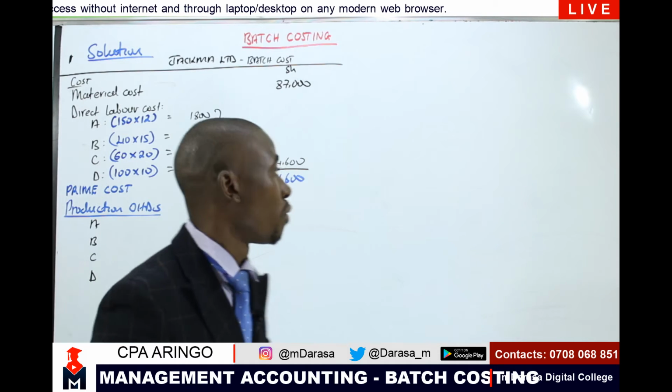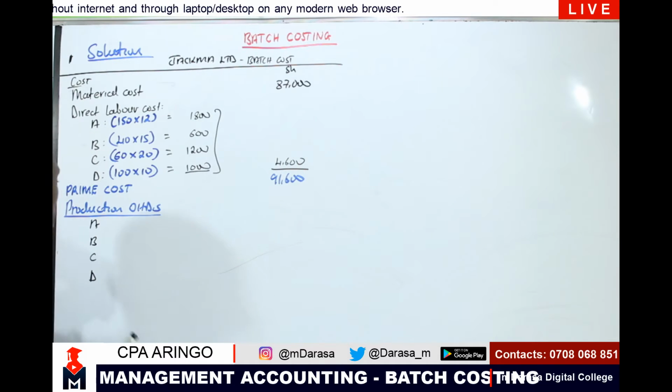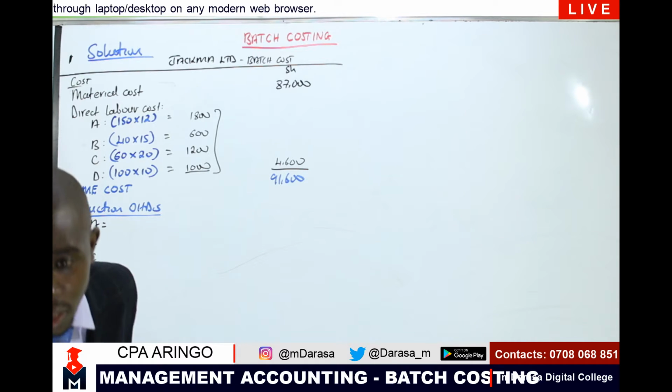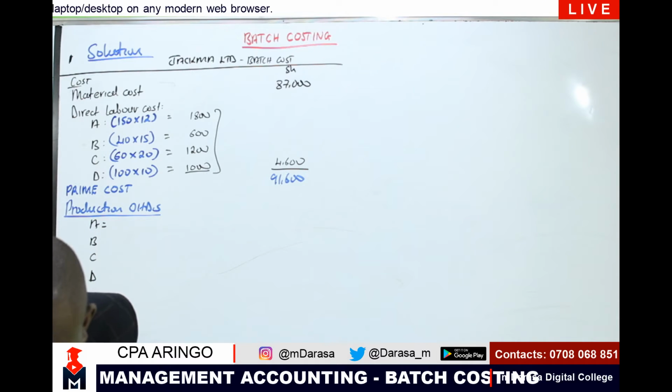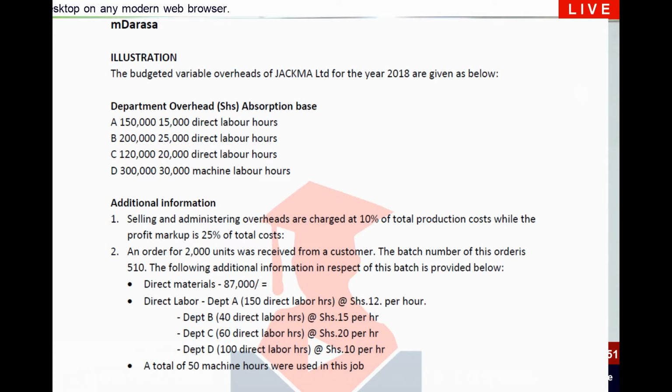Prime cost. I should be having a figure of 87,000. We add 4,600. I should be having 91,600. My prime cost is 91,600.